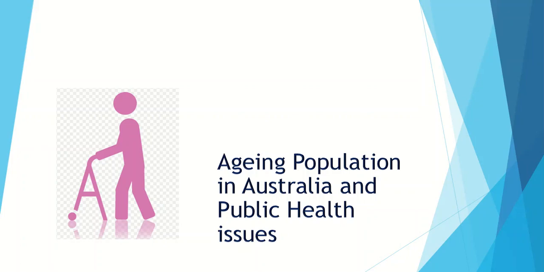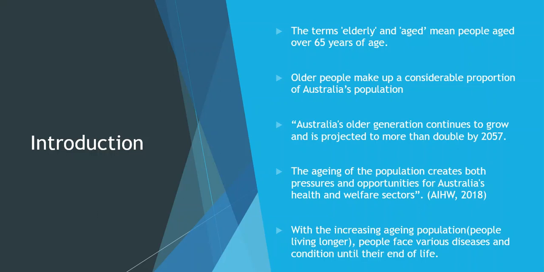I'm one of the students of HAS 820, and this is my audio presentation on aging population in Australia and public health issues. To begin with the introduction, the terms elderly and aged mean people who are over 65 years of age. As we all know, older people make a considerable proportion of Australia's population, and it is projected that if Australia's older generation continues to grow as it is growing now, it will more than double by the year 2057.